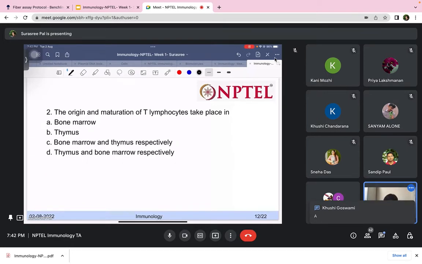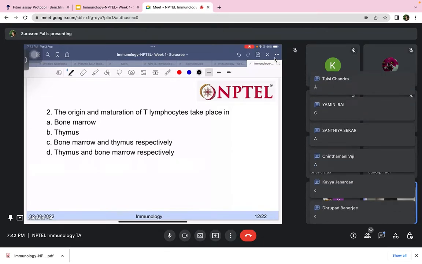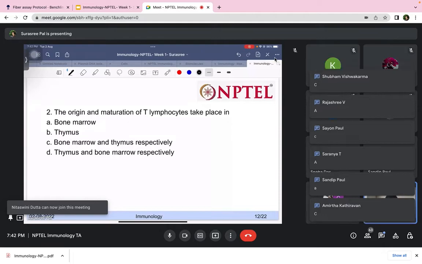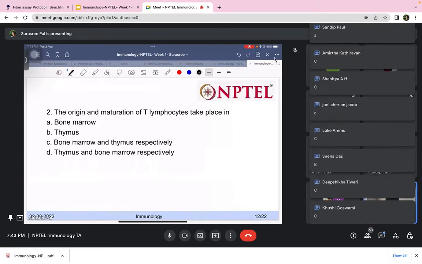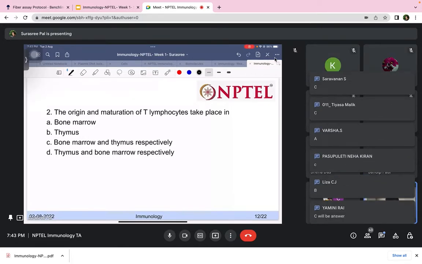Yes, somebody is saying A, C, A, C, C, B, C, A. All right. I can clearly see the answers are quite divided between A and C. So 50% are saying A, 50% are saying C. Some of you are saying B, only thymus. Okay.